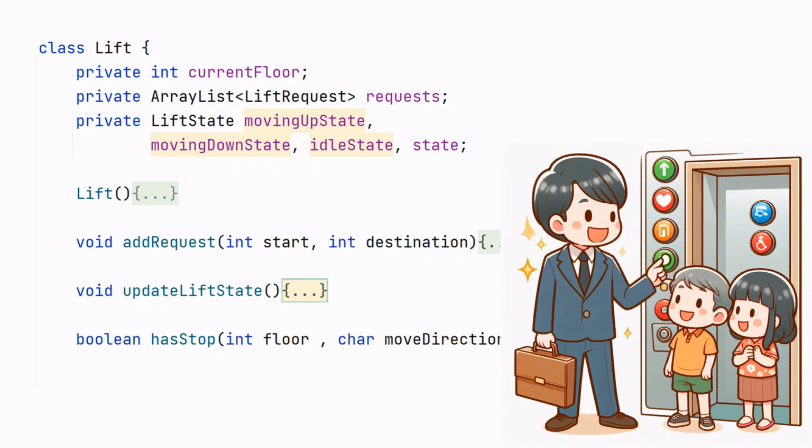Before we discuss class Solution, these are the important methods in the Lift class. There are other methods and we will go through them when we are discussing code in class Solution. Current floor is the floor the lift is currently at. State is the current state of the lift, which will be either moving up state, moving down state, or idle state. Add request is for adding a request, that is the user's request. Update lift state will be called after the tick method every time, and has stop will be called to check if the lift stops on a given floor.